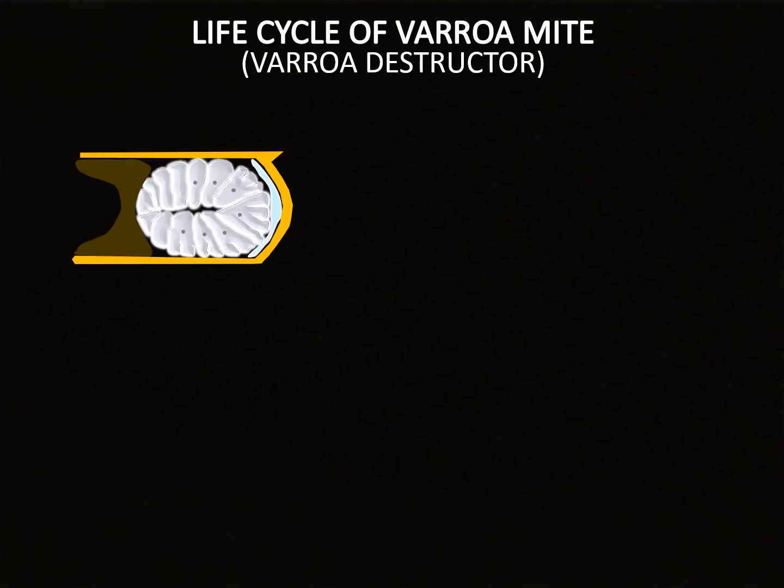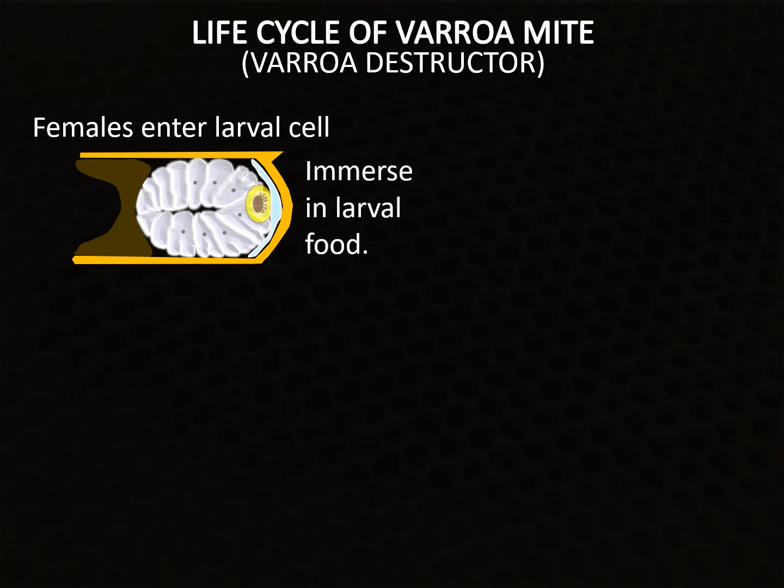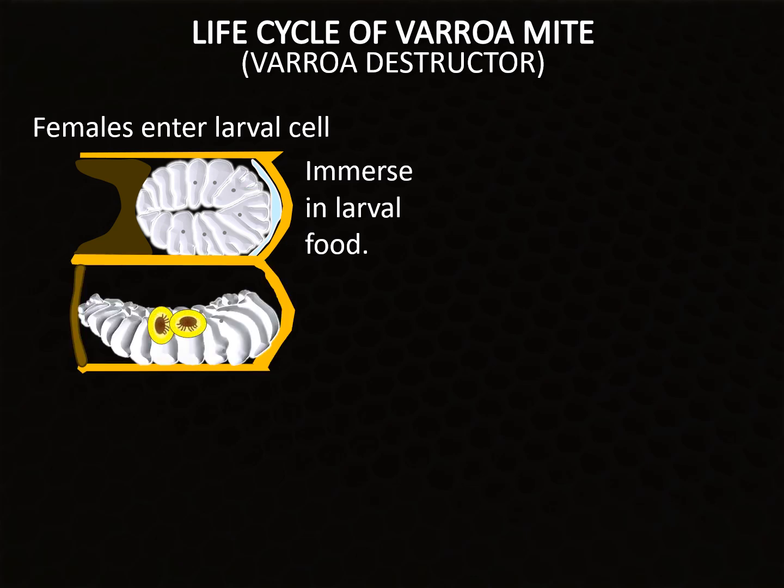So we heard it in the video, but let's go over it a little bit more slowly. So female mites enter the cell of a 5-day-old larva. Adult mites immerse themselves in the larval food. After the cell is capped, female mites move onto the pupa and begin feeding. Females feed and lay first eggs within 60 hours after the cell is capped.